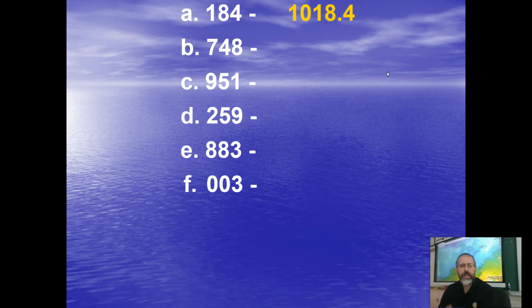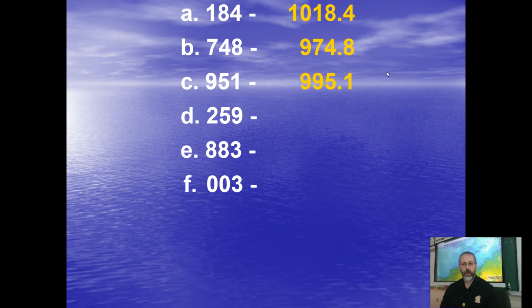Now 748 is more than 500 for sure. So it doesn't need as much help. More than 500, you put a 9 on the front, decimal point between the last two digits. So we get 974.8. Next, 951. Definitely more than 500. 9 on the front, decimal between the last two digits.